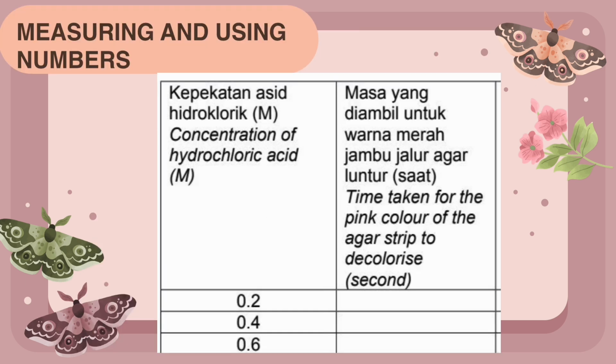So how are we going to measure and record the data? We are going to use the table. As you can see, the first column is the concentration of hydrochloric acid with the unit molarity, capital M in brackets, and you have 0.2 M, 0.4 M, and 0.6 M. And the responding variable in the second column is the time taken for the pink color of agar strip to decolorize, and the unit is second in brackets.